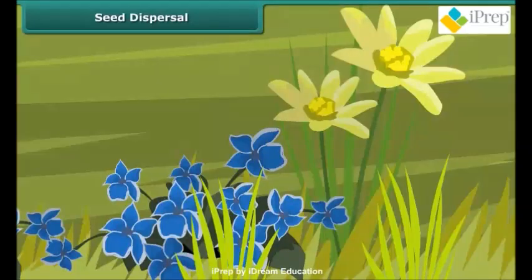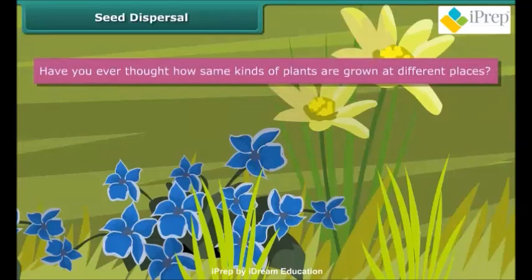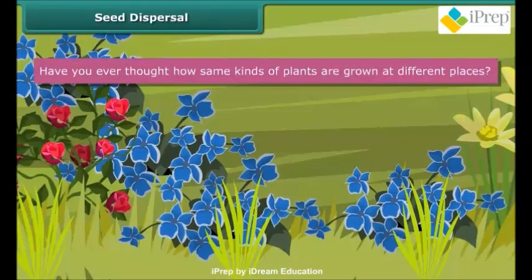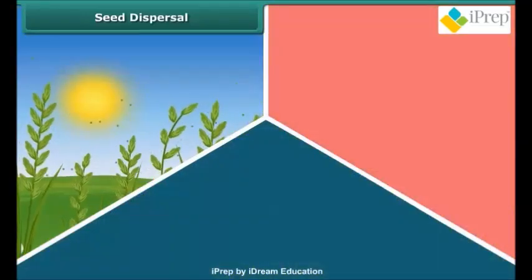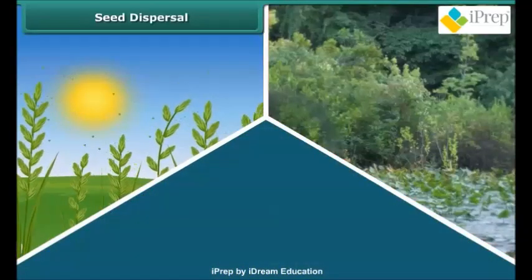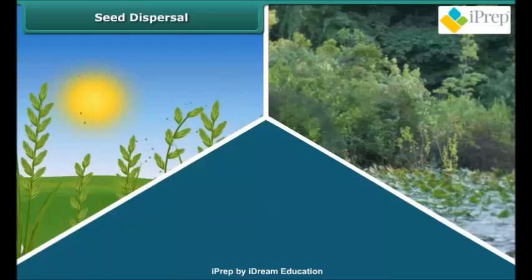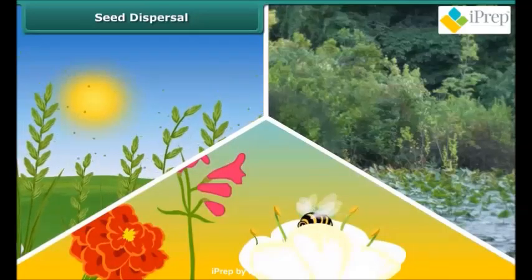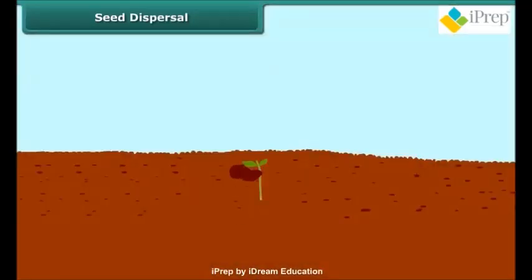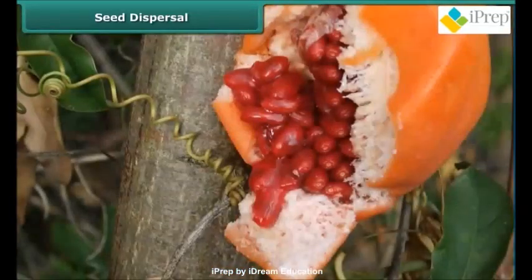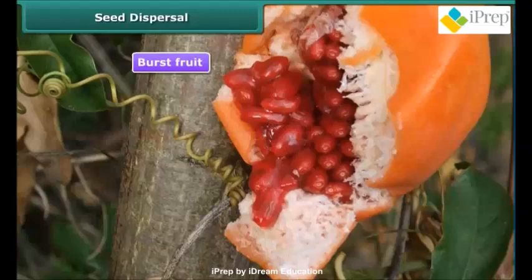Seed dispersal. We know that plants cannot move from one place to another. Have you ever thought how the same kinds of plants are grown at different places? This happens because seeds are dispersed to different places. Some get blown off with the wind to far-off places. Some seeds are carried away by water, while some get dispersed by insects or animals. When the seeds reach the soil, they germinate into a new plant. In fact, some seeds are also dispersed when the fruit bursts with sudden jerks.